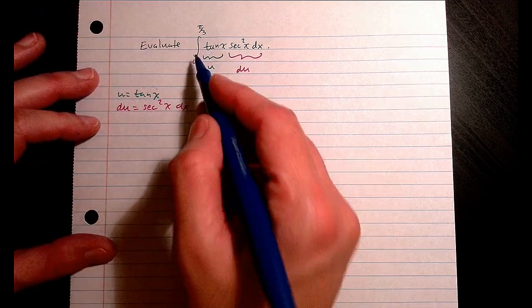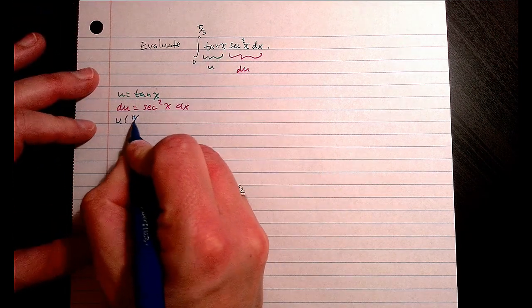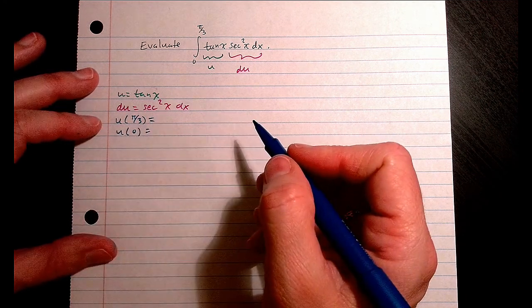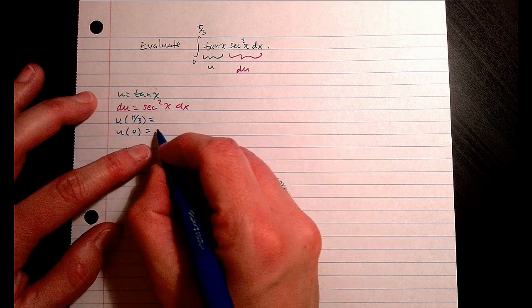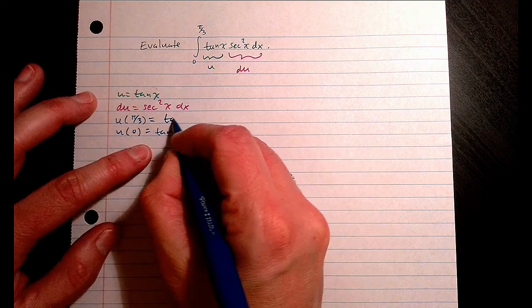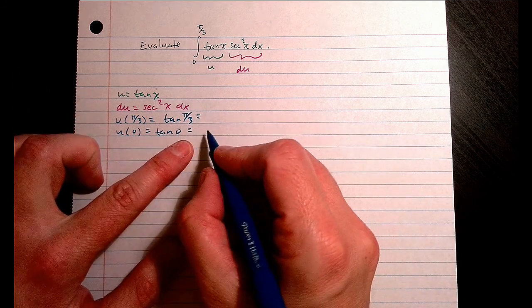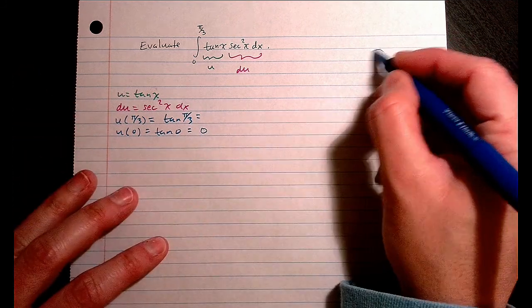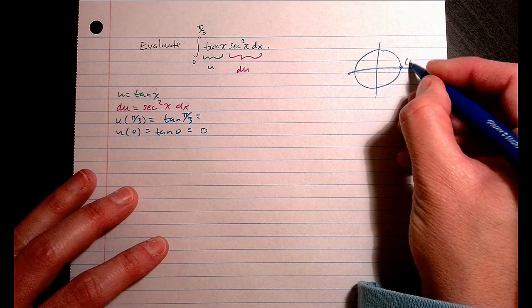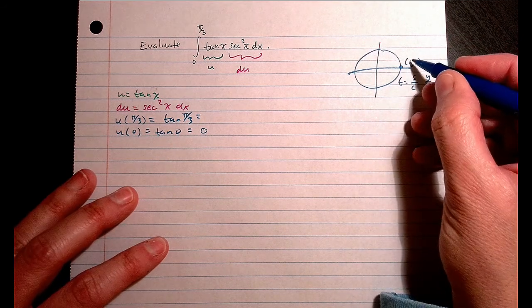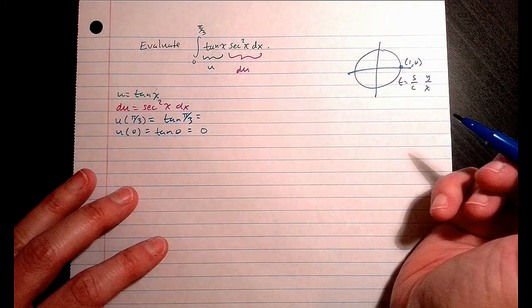We're going to take each bound and individually substitute them into our u function. Well, this means we're doing the tangent of 0 and the tangent of pi over 3. Well, tangent of 0 is just 0, if you remember our unit circle here. So 0 divided by 1 is 0. Okay, let's talk about pi over 3 though.